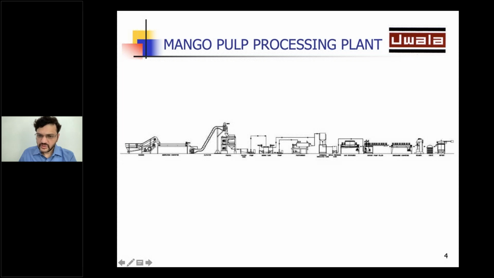The cans are sterilized before they are filled, and then the cans are seamed. After seaming, the cans are retorted before we can say that the canning process is complete, and the cans can then be stored at room temperature for a period of close to 1 year. So this was about the canning line.